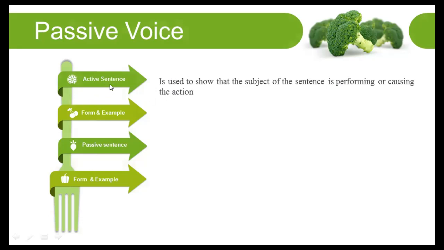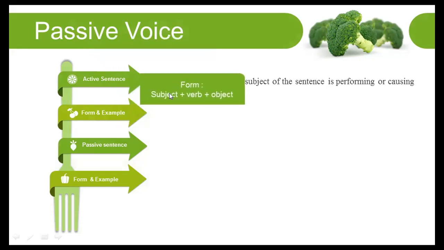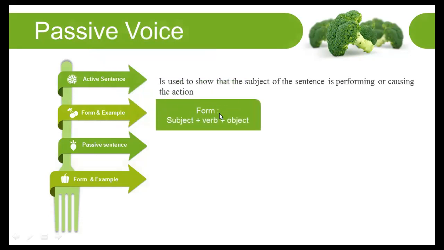And how about the form and example? About the form, the form is just subject plus verb plus object. This is the form for the active sentence. Just three materials. What is that? Subject plus verb plus object.